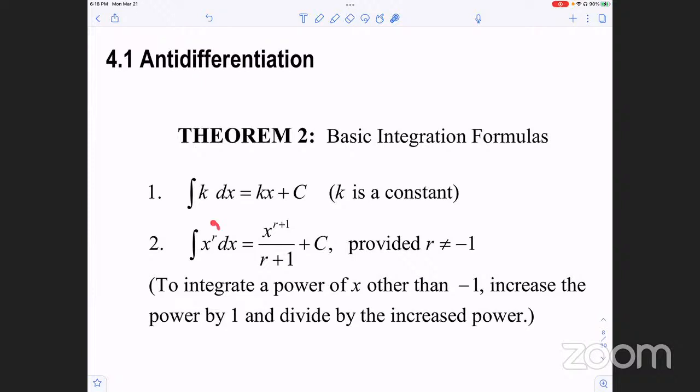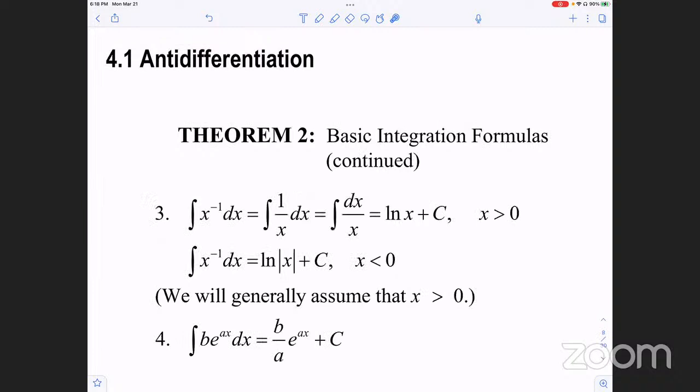Then x to some power r, this is the one I didn't really explain. The integral of x to a power is x to that power plus 1, over that power plus 1, plus some constant. It looks intimidating initially, but as you work a few examples, these sink in. They can get a little funky, but just keep trying and you'll get it. To integrate a power of x other than -1, increase the power by 1 and divide by the increased power.